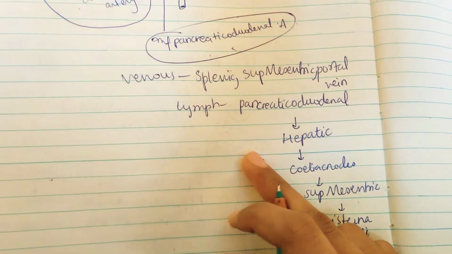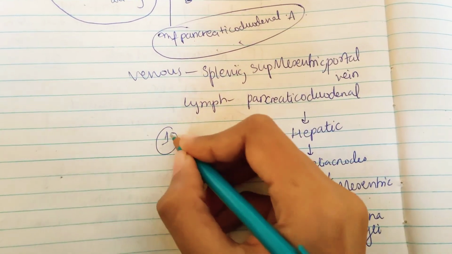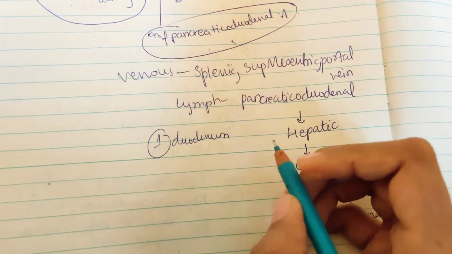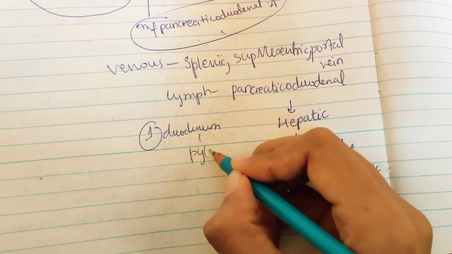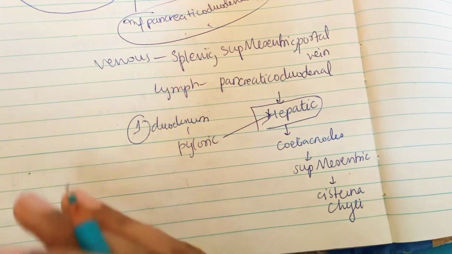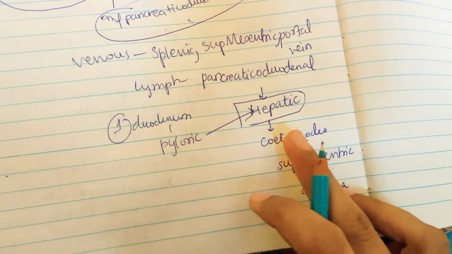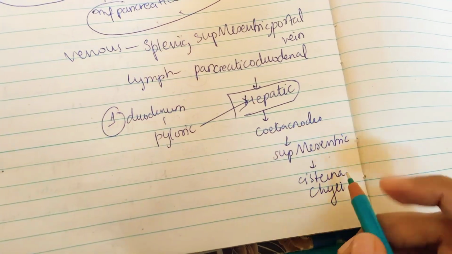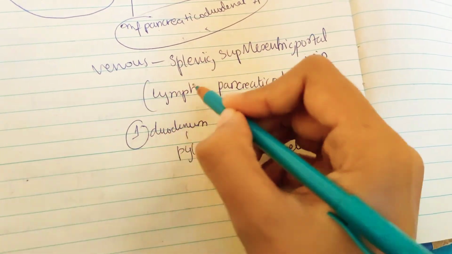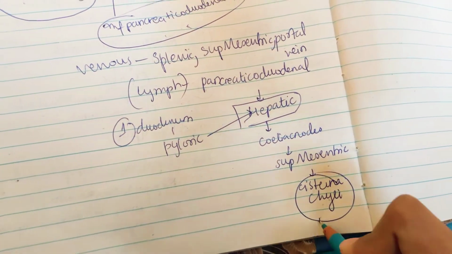Sometimes the first part of the duodenum may drain into the pyloric nodes, and from the pyloric nodes again it will enter this route to the hepatic lymph nodes, or some other parts of the duodenum may sometimes drain directly to celiac nodes. From there finally they'll reach the cisterna chyli. So whatever the path of lymphatic drainage, they'll finally reach the cisterna chyli.